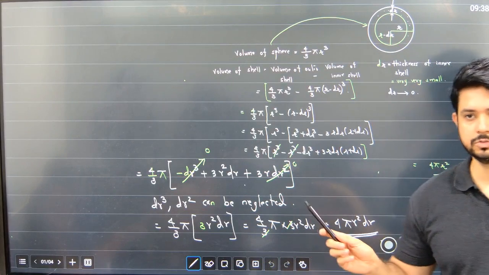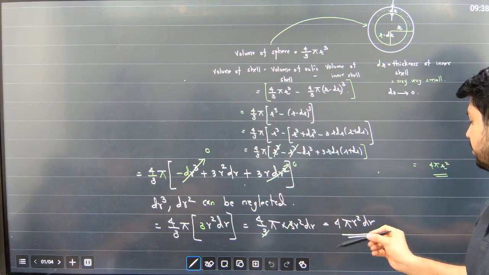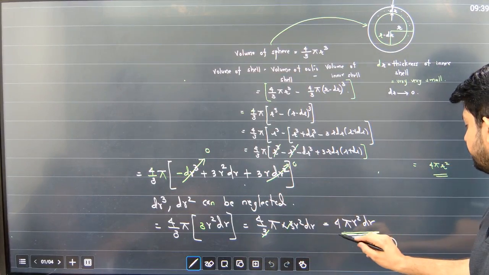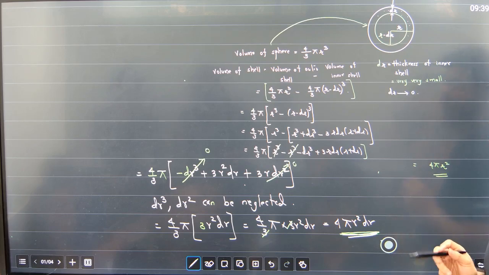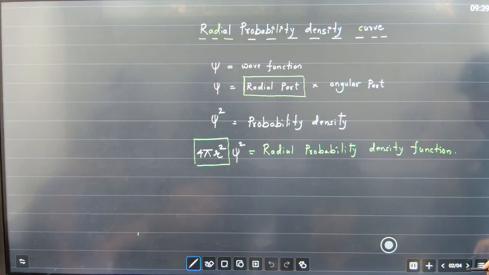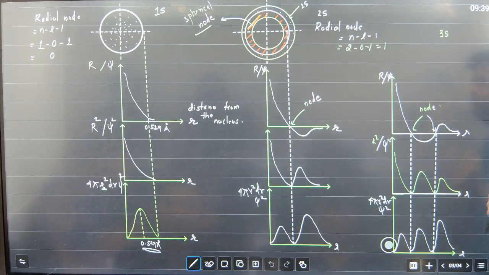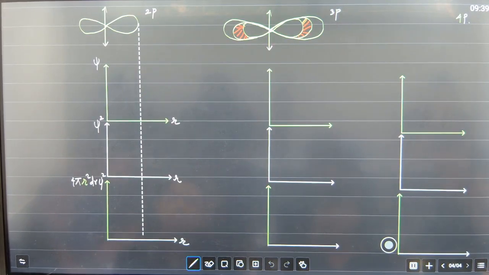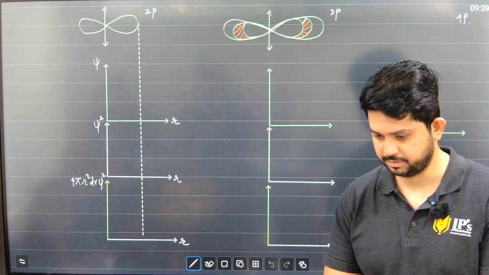Okay, students, in case you wanted to know the derivation, how you get the 4 pi r square, we've done the derivation over here. Now let's continue the plots. So this was the plot for 1s, 2s and 3s. Now let's draw the plot for 2p, 3p and 4p.